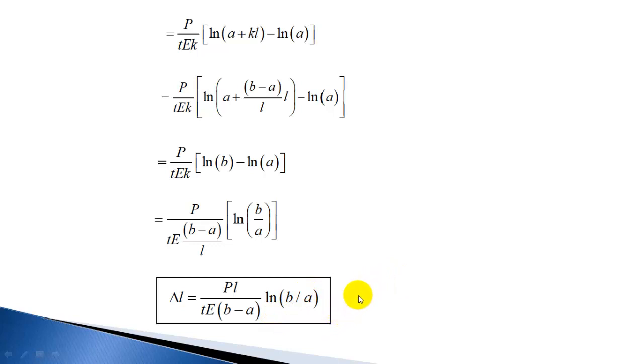When the cross section is uniformly varying with one parameter constant, that is thickness constant, and only width is changing, you can use this formula to find out the change in length. Whether it's a compressive or tensile load, you can apply the formula.